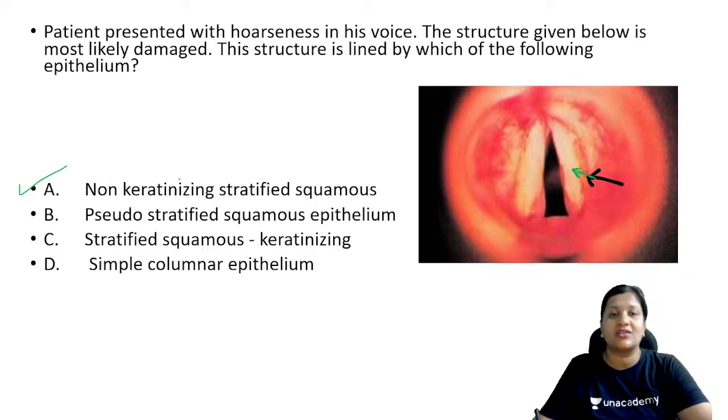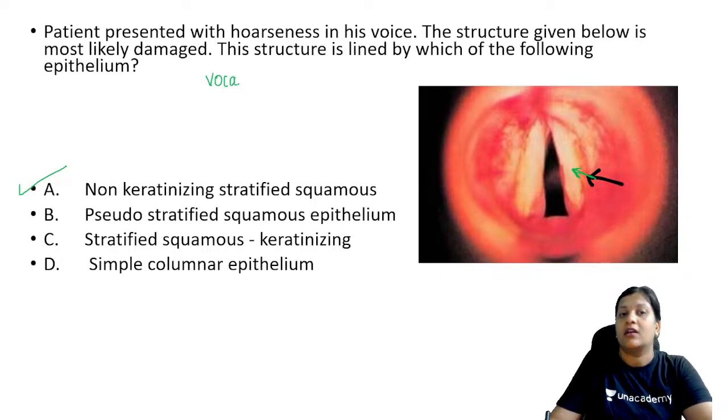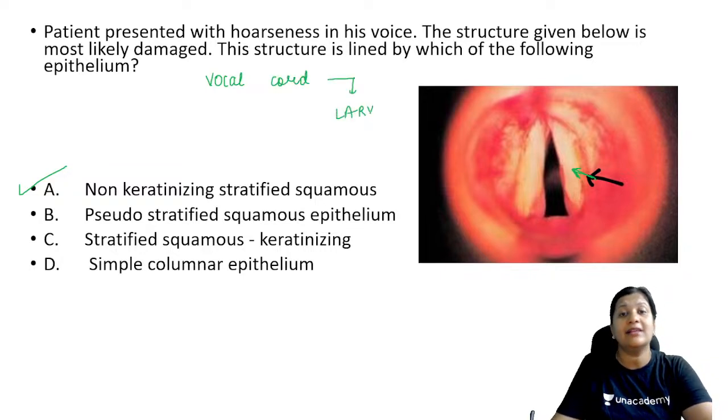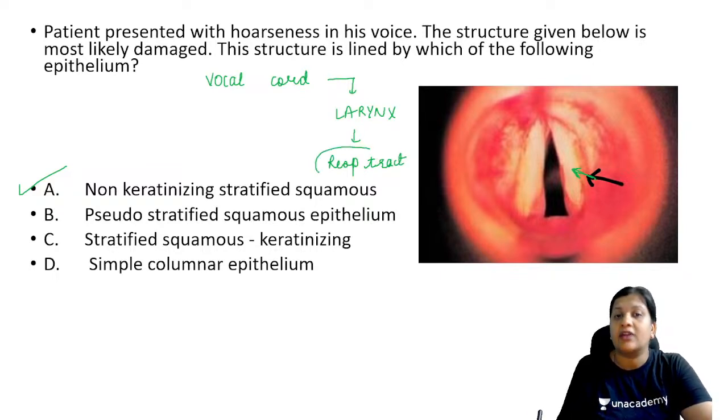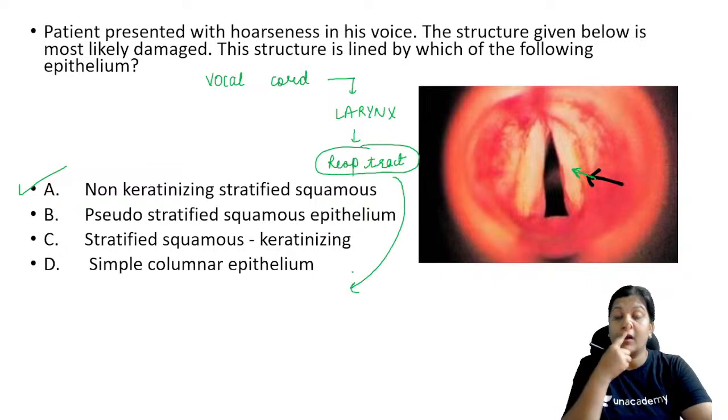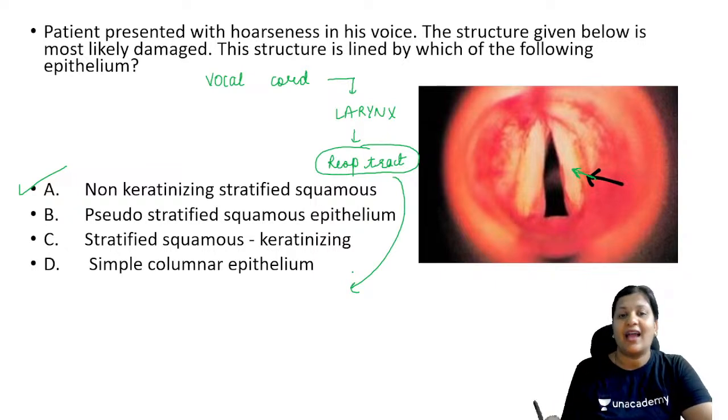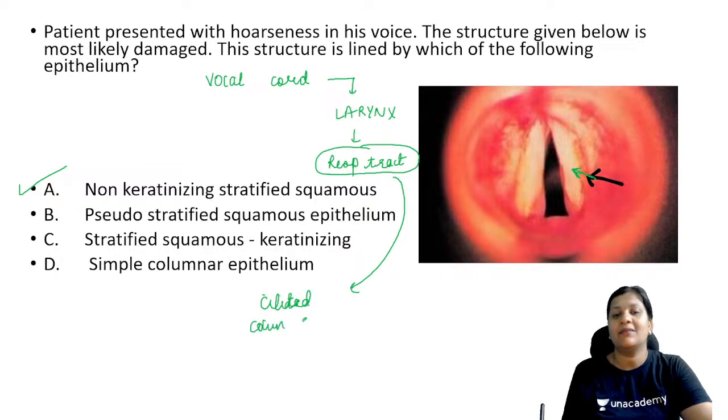If you see, the structure that has been marked is the vocal cord. Now, the vocal cord is a part of your larynx. Larynx is a part of your respiratory tract. So it's a part of which tract? Not the digestive tract, but your respiratory tract. Now, the respiratory tract should be lined by what type of epithelium? From our nose to the terminal bronchiole, we have ciliated columnar epithelium. So ciliated columnar epithelium lines the entire respiratory tract, except for a few sites. What are those few sites which are not lined by ciliated columnar epithelium?